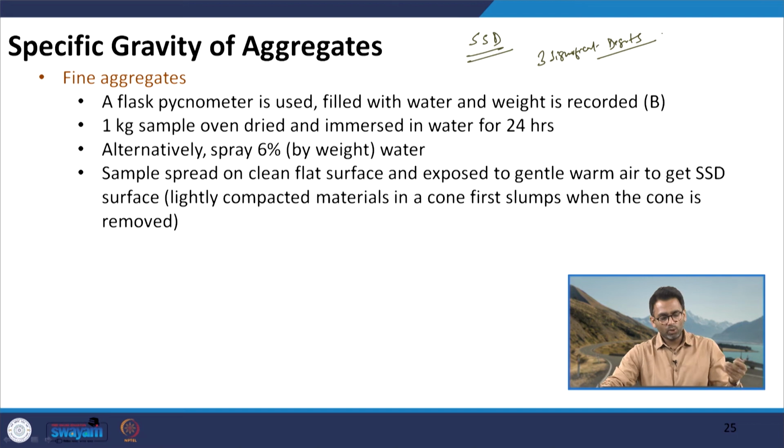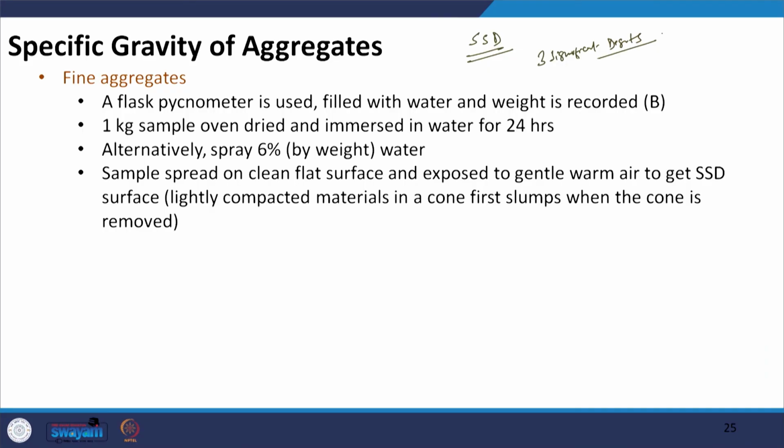So, there are processes which can be used to appropriately assess the saturated surface dry weight for fine aggregate. Moreover, in fine aggregate, in contrast to the wire basket, we use a flask pycnometer. This is a pycnometer which you see in my hand. This is a simple pycnometer which can be used for assessing the specific gravity of fine aggregate.